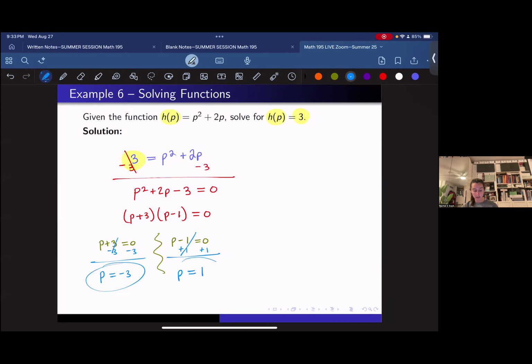And let's check to see if these both work. -3 in parentheses squared gives you 9. Plus 2 times -3 is -6. 9 minus 6 gives you 3. So that works. Now let's plug in 1. 1 squared is 1. Plus 2 times 1 is 2. 1 plus 2 gives you 3. Both of these solutions work, and we're done.